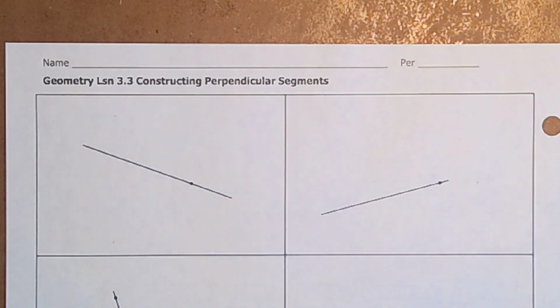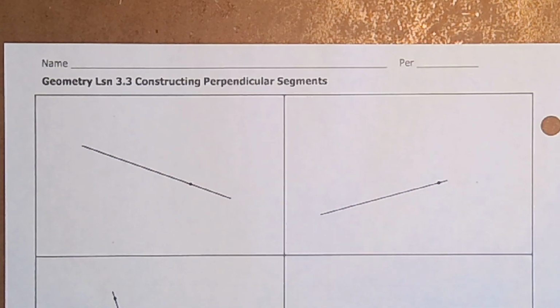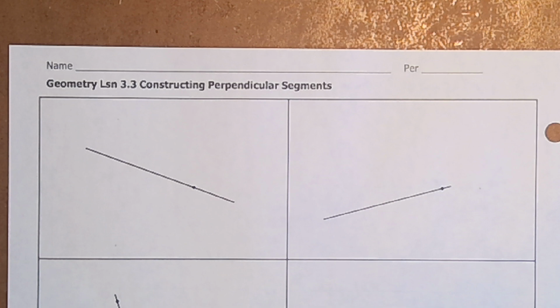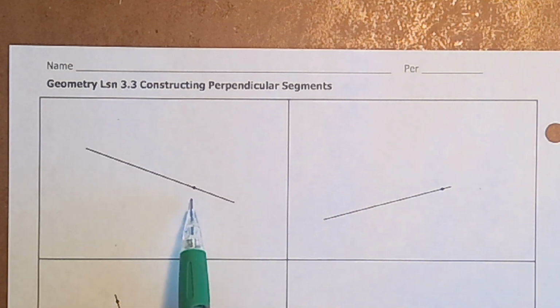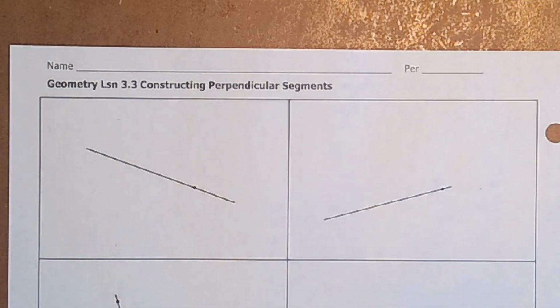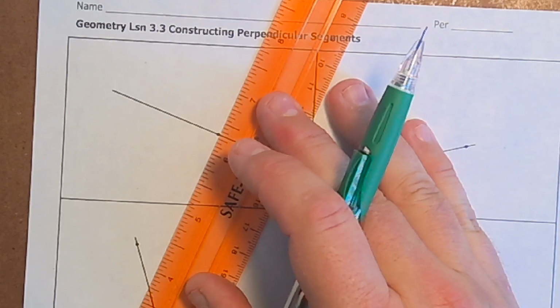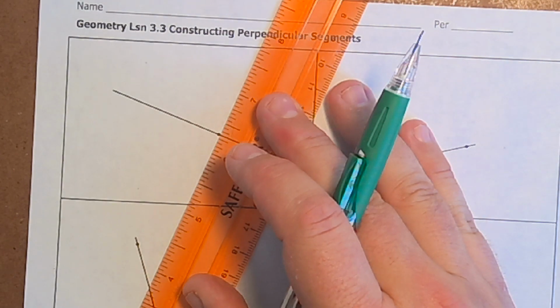Okay, so take a look at this first question up here in the upper left corner, back side of your paper. Now what we want to do is draw a perpendicular line to the original line segment, but we want it to go through this point right here. Now think about what that's going to look like visually, right? Visually, that's going to be like a line that goes like that. It's got to go through that point at 90 degrees.